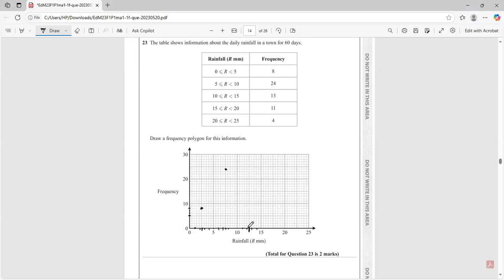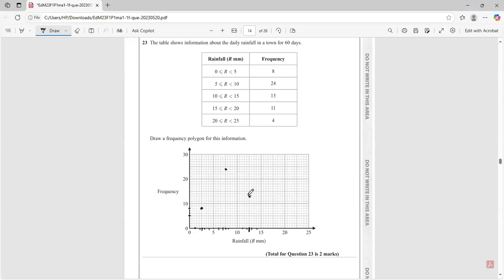12.5 will be somewhere here. So we have 12.5 against 13. So let me look for 13. 13 is, this is 10, 11, 12, 13. Okay. So I'm just gauging my points first.